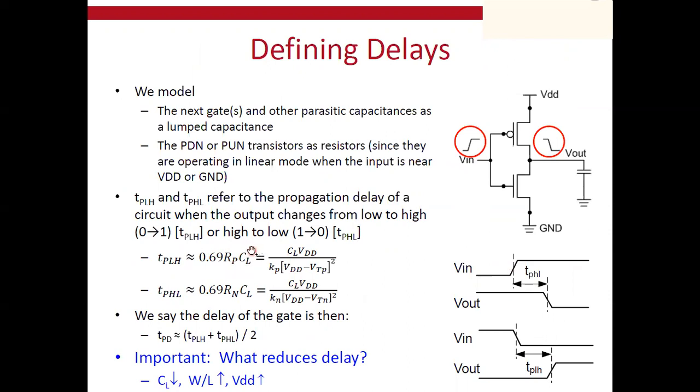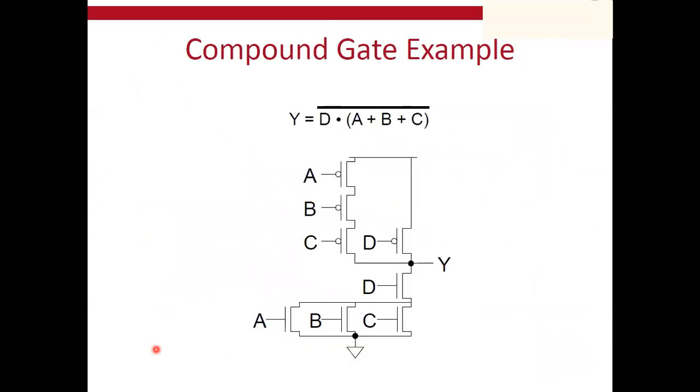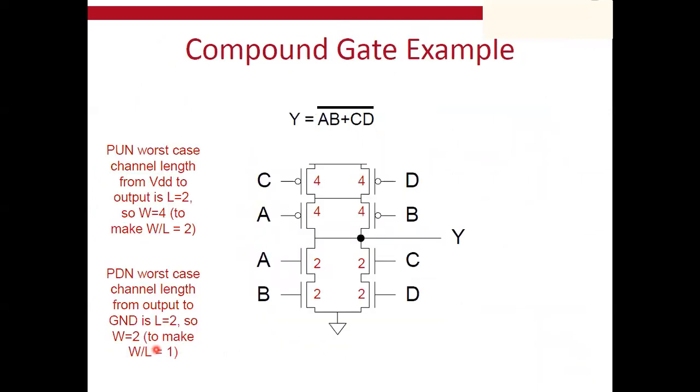So the higher the CL, the higher the TP high-low and TP low-high, and then the higher the overall propagation delays. That's why you can consider this sizing process a very important process that affects the overall propagation delay of a logic gate. Okay, that's very interesting so far.